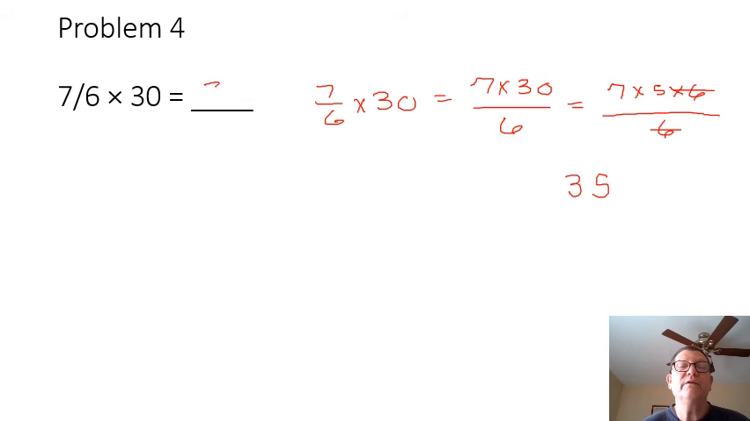Now once again, using our reasonableness, I multiplied 30 by something greater than 1. So my answer should be greater than 30, and it is 35. Okay.